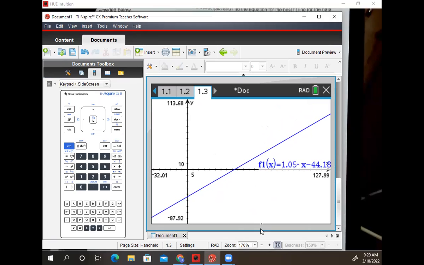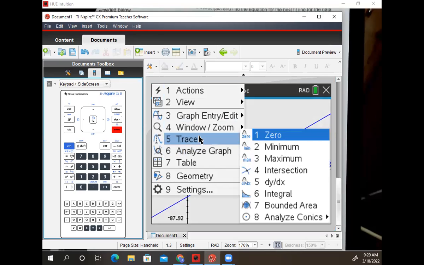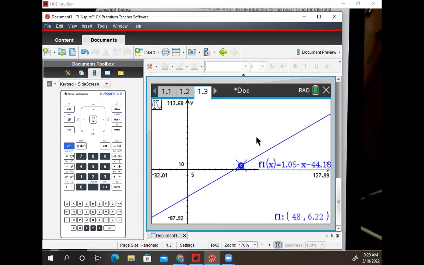Now, if I want to estimate the number of chirps that I would expect when it's 62 degrees, you can do this with a table. The only reason I wouldn't use the table here is because then you have to scroll down to when x is 62, and that would take some time. A little bit faster approach would be to go to menu, trace, and do a graph trace, and then type in the value of x that you want. So I want to know when x is 62, what's y? I just type 62 on my keypad and hit enter, and it will hop there for me and give me those coordinates. So when x is 62, my y is 20.9.